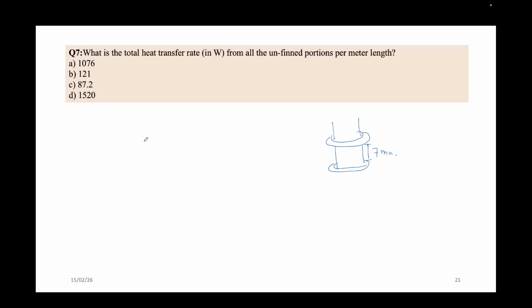Pi d1 into h. A unfin is pi d1, which means 0.06, right? Into 0.007. So if you calculate, you will get 0.00132. This is unfin. So this is for single unfin.